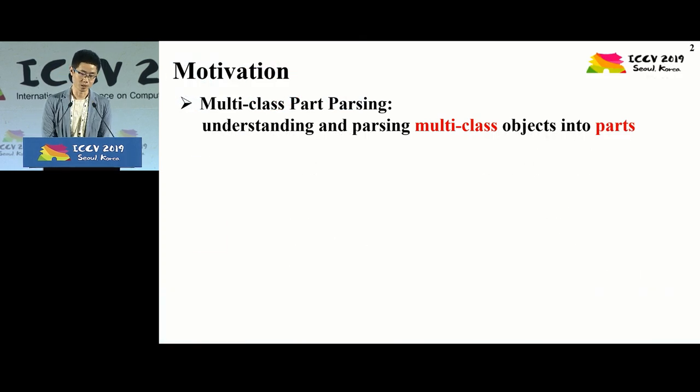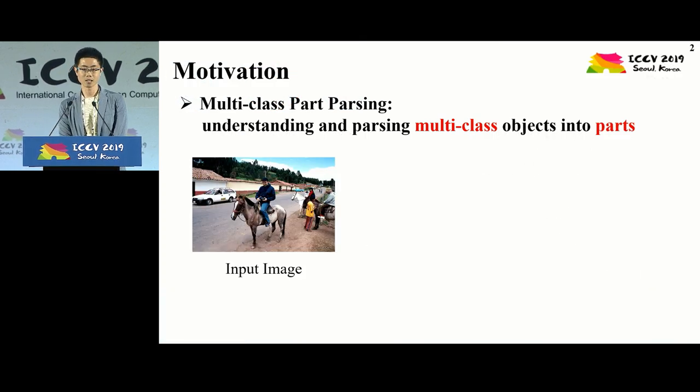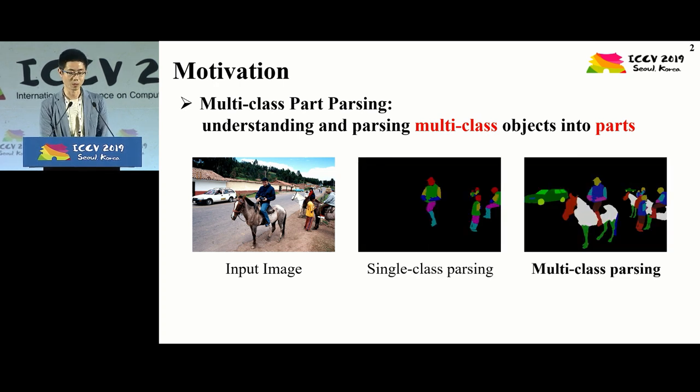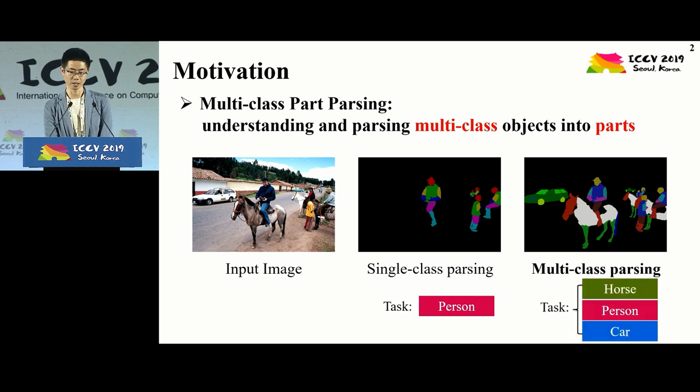Firstly, let me introduce the motivation of our paper. Multi-class part parsing is about understanding and parsing multiple objects into different parts. Given an input image, single-class part parsing only parses one object of one category, for example, the person in the second image.